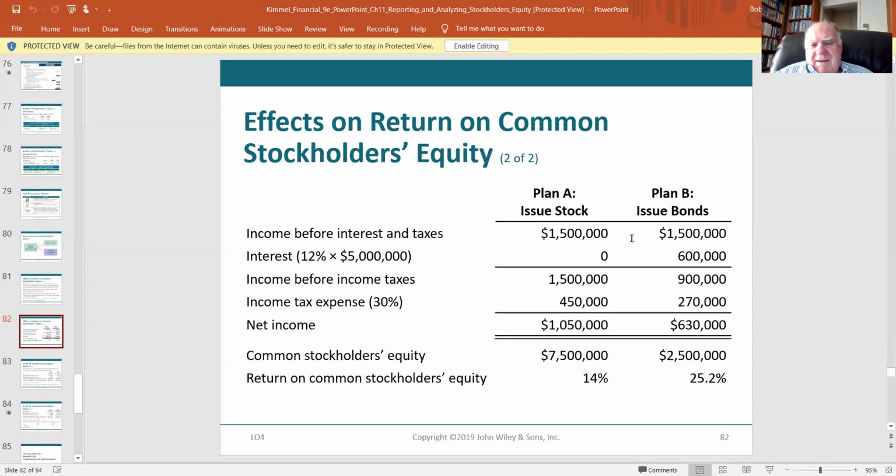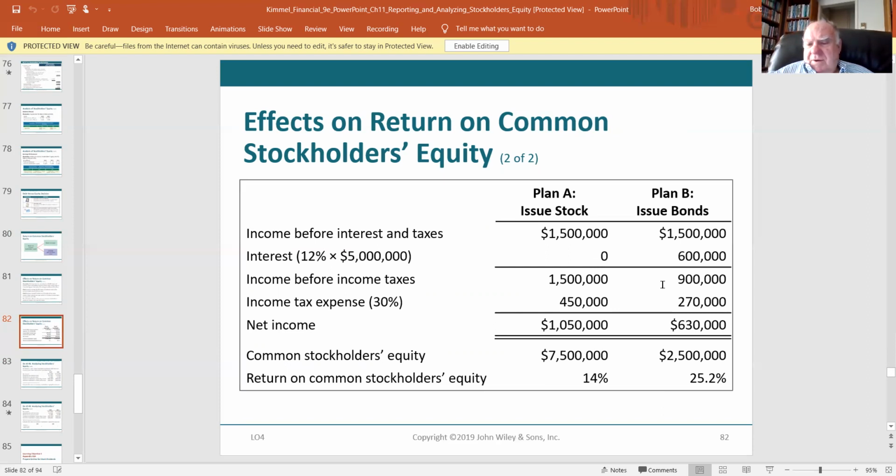Over here on Plan B, the income before interest and taxes is the same, but remember, with a bond we have to pay interest, so that's where that 600,000 comes from. That gives us income before taxes of 900, and thus 30% times 900,000 is 270,000. Our net income is a lot lower under bonds, which means we pay a lot less in taxes. Okay, so you can see they each have good benefits, good arguments for one over the other.